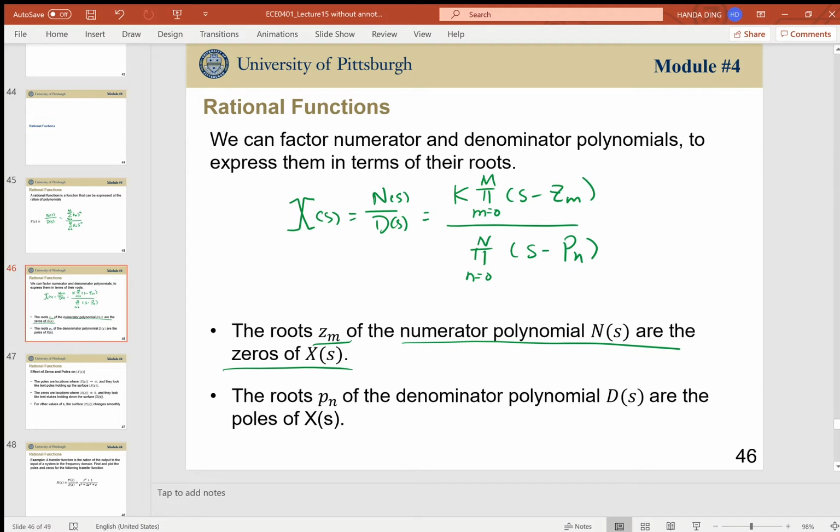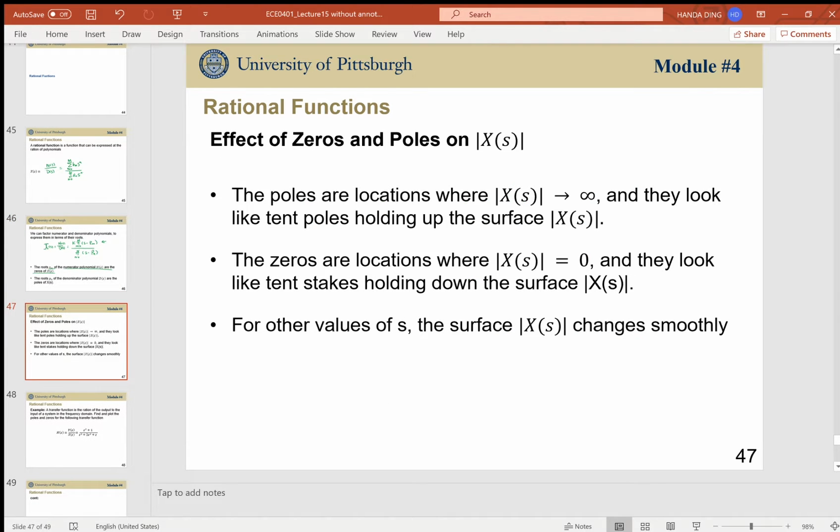So in your exam, the professor is probably going to ask you how many zeros and how many poles are in this polynomial, right? So what you have to do is just describe your polynomials in the form of their roots. So that is the effect of zeros and poles.